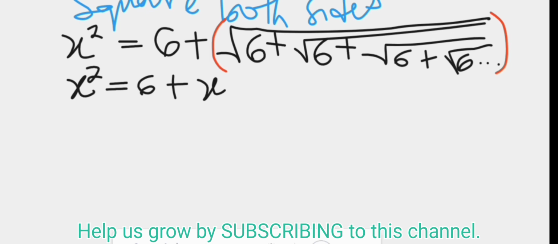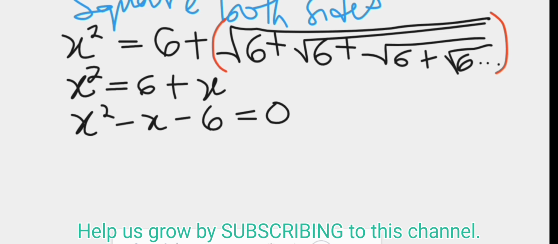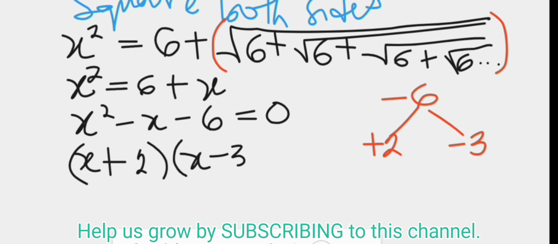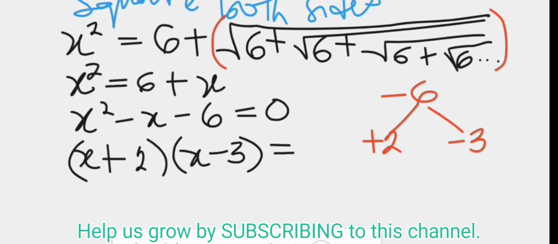Rearranging, we have x squared minus x minus 6 equals 0. Then we factor the resulting quadratic equation, where the factors of negative 6 that will add up to negative 1 are positive 2 and negative 3. The quadratic equation thus factors as x plus 2 times x minus 3 equals 0.